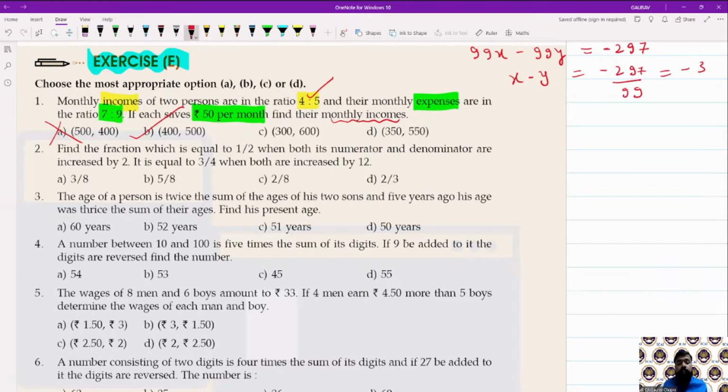All others you can see 4:5 is not getting followed. 300 and 600, it is not 4:5. 350 and 550, it is also not 4:5. Only one option is there which is following the ratio. Therefore, option number B will be correct.